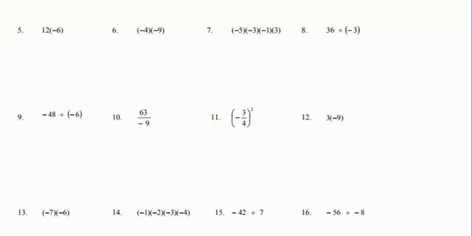Next row, I have a negative 72, a positive 36. I'm going to skip number 7 for now. Number 8, 36 divided by negative 3 is a negative 12. So I have one negative, one positive. For number 7, we have options.